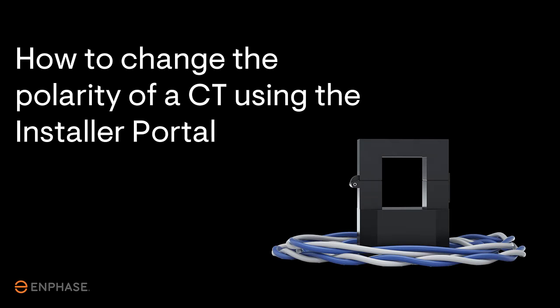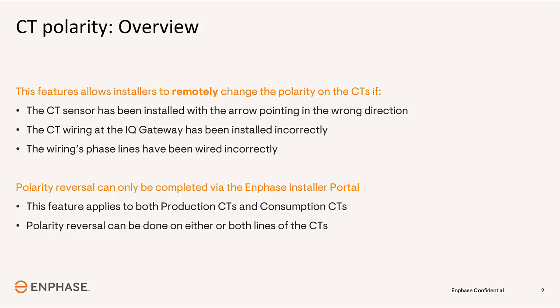In this video, you'll learn how to change the polarity of a CT using the installer portal. Why would you need to change the polarity of a CT? Well, there are a few reasons why. The CT sensor or CT wiring at the IQ gateway has been installed incorrectly, and the installers have already left the site. Or the wiring's phase lines have been wired incorrectly. If you need to change the polarity, it can be applied to the production CT and consumption CTs individually.